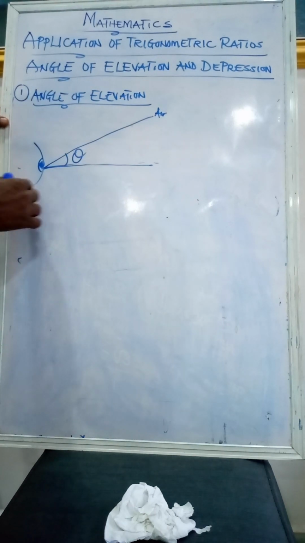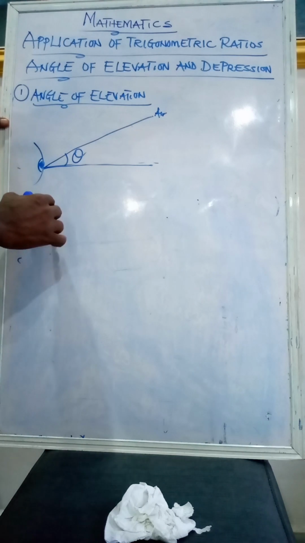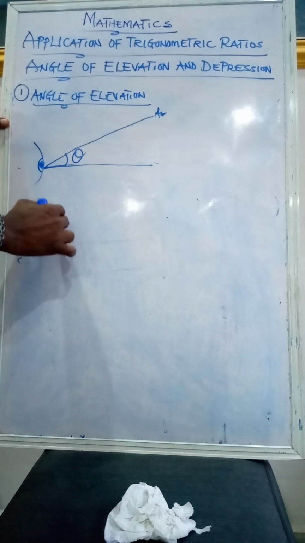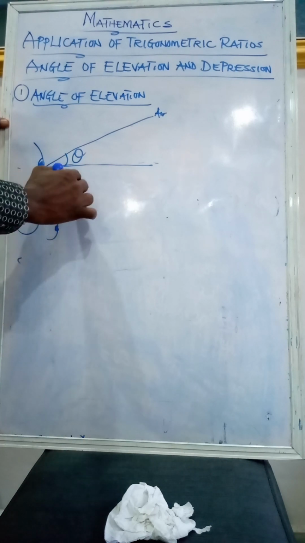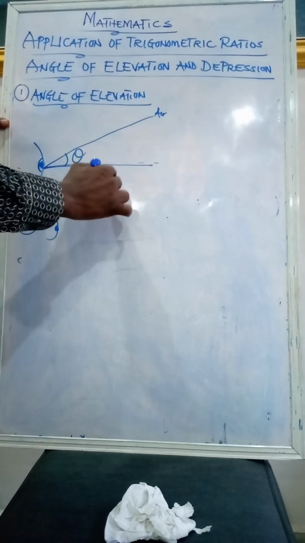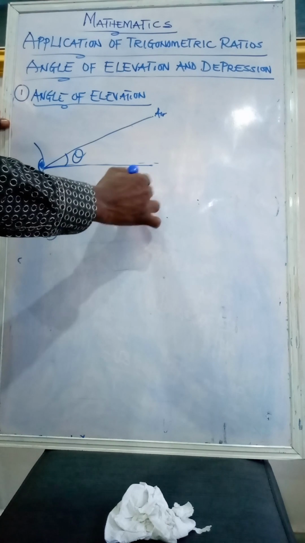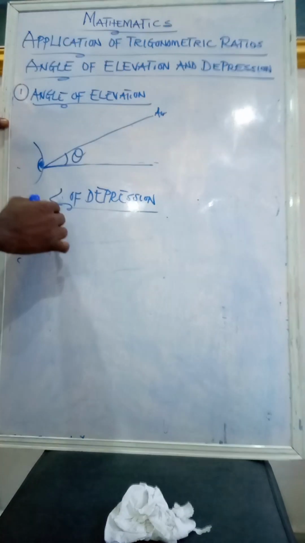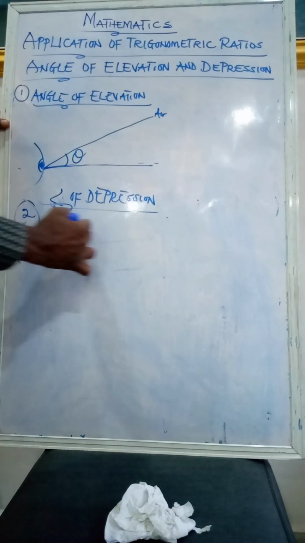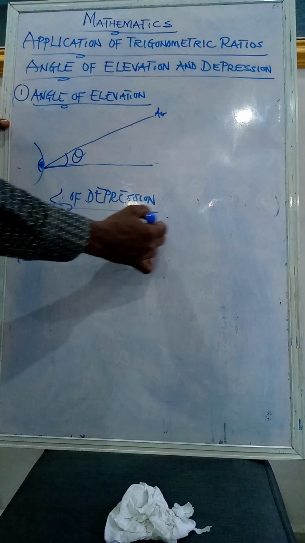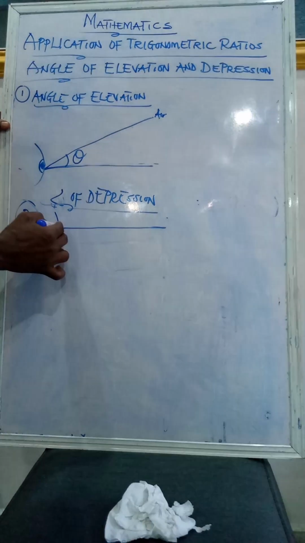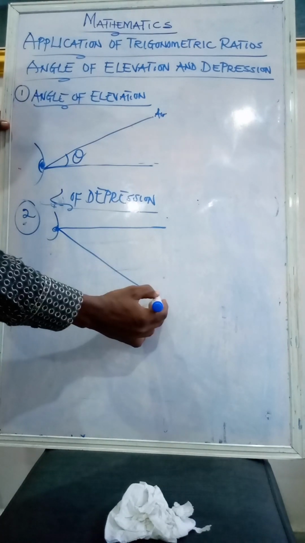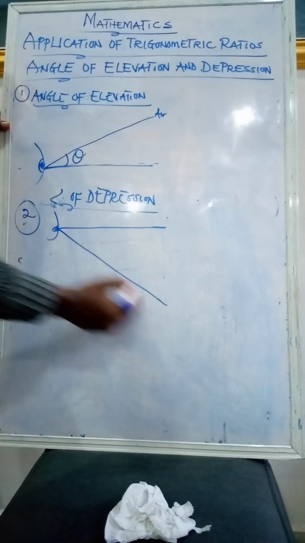Angle of depression is the angle at which one is looking straight and one is now looking at another object on the floor or on the ground.